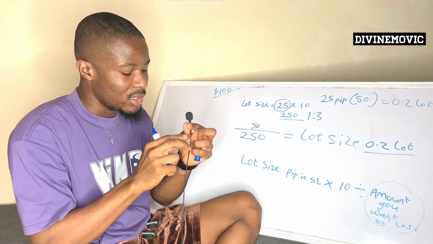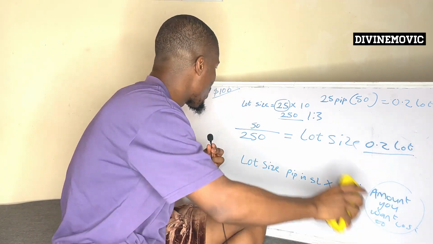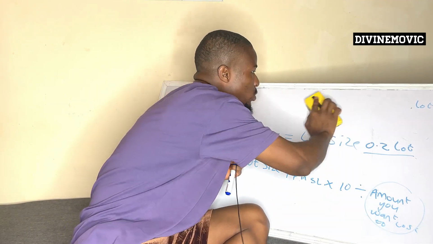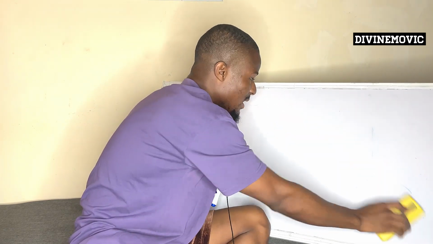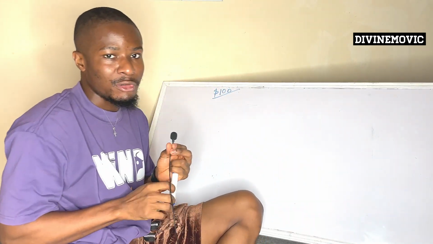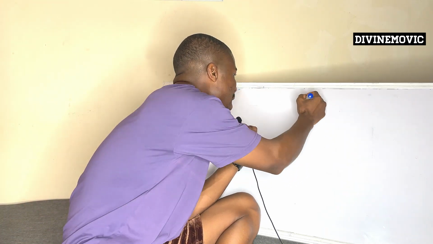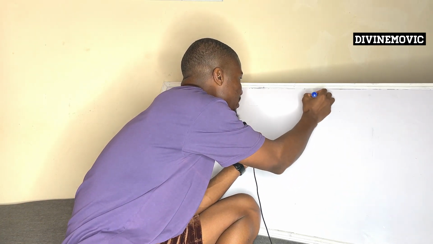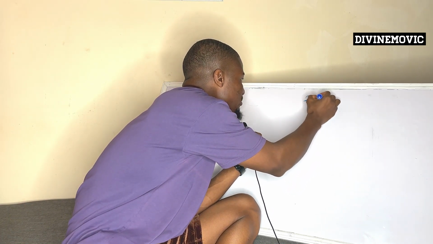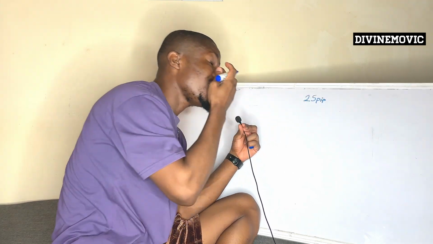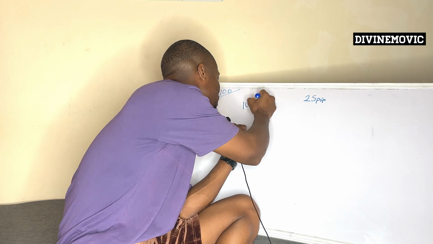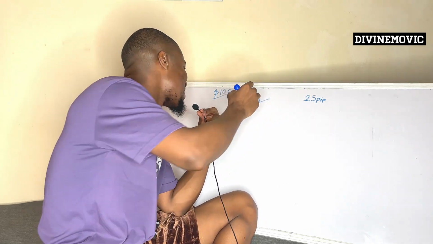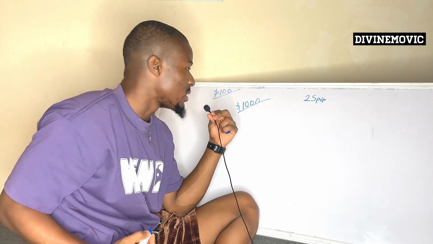Let me give you another example again. Whether it's a big account or small account, it works perfectly fine, right? Same equation, but now a different amount of risk. Let's say our stop loss is 25 pips, and let's say we want to risk $1,000 in this case here, right?